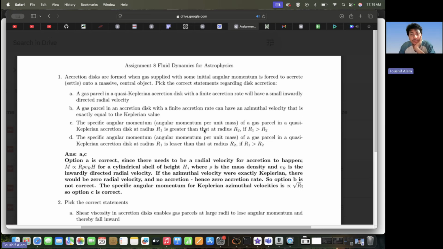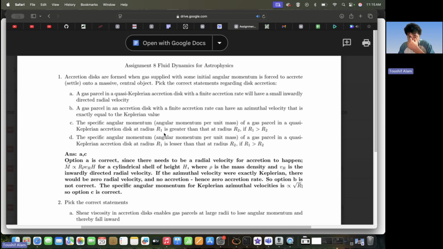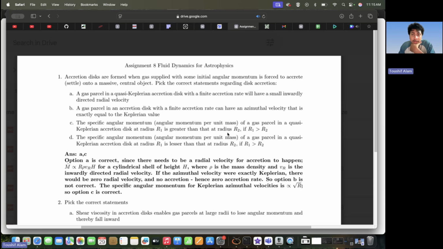The specific angular momentum per unit mass of a gas parcel in a quasi-Keplerian accretion disk at radius r1 is greater than that at radius r2 if r1 is greater than r2. The specific angular momentum per unit mass of a gas parcel in a quasi-Keplerian accretion disk at radius r1 is lesser than that at radius r2 if r1 is greater than r2.